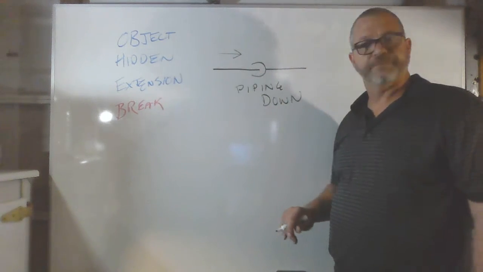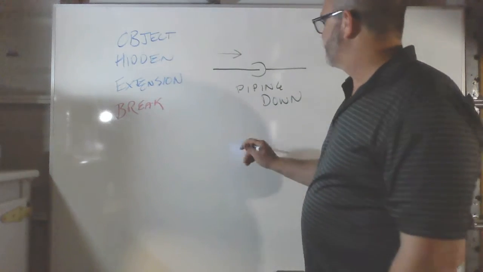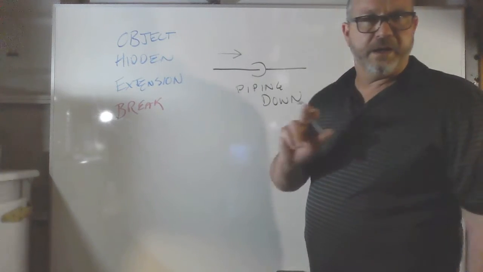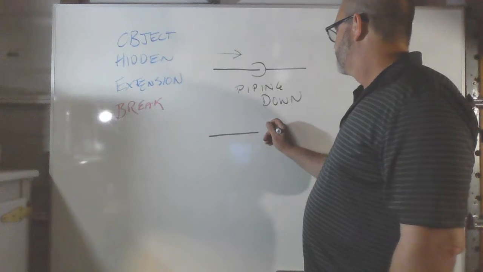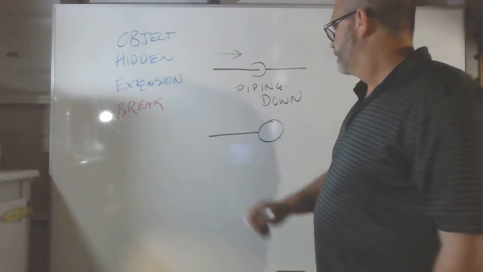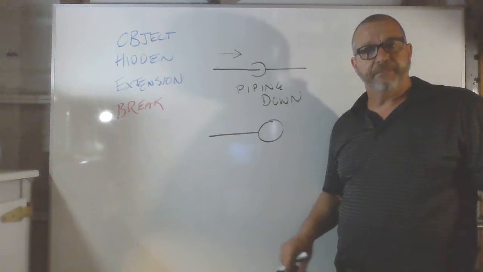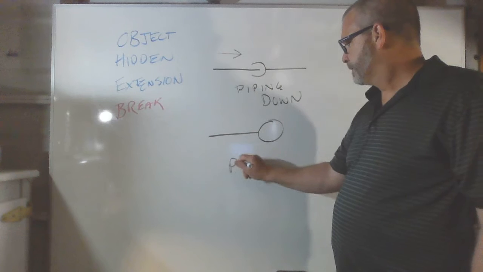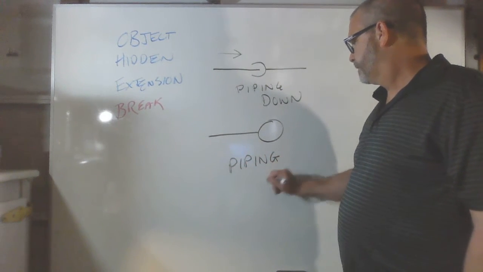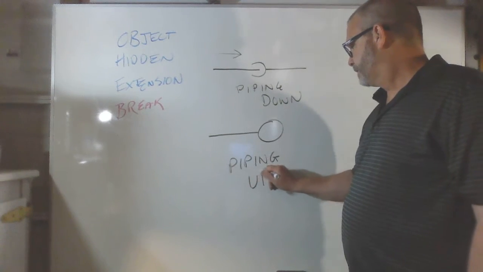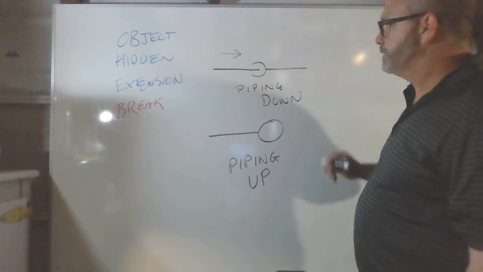High, low, right? Conversely, back and forth, right? Also, what do you think that is? This is piping up. Up. So this is going to be drawn.